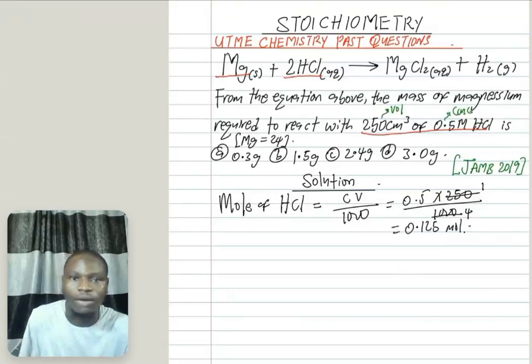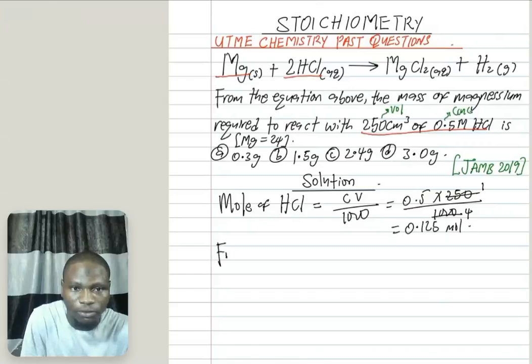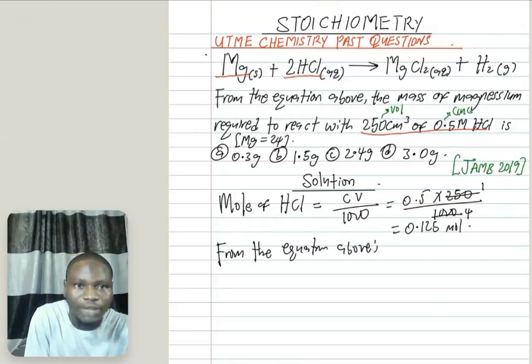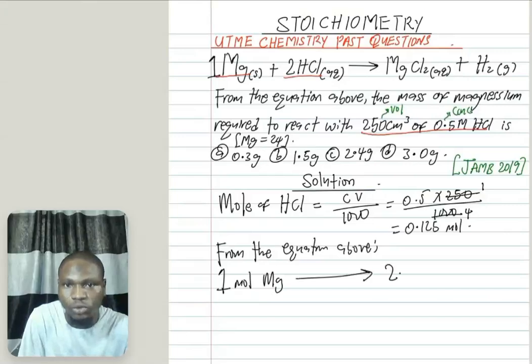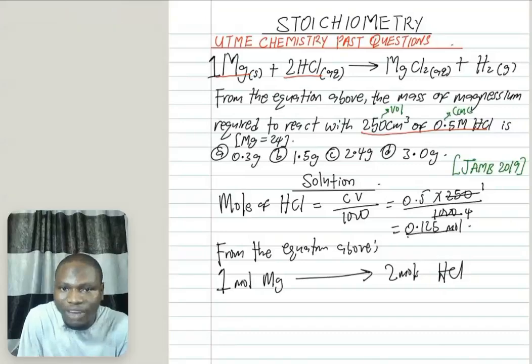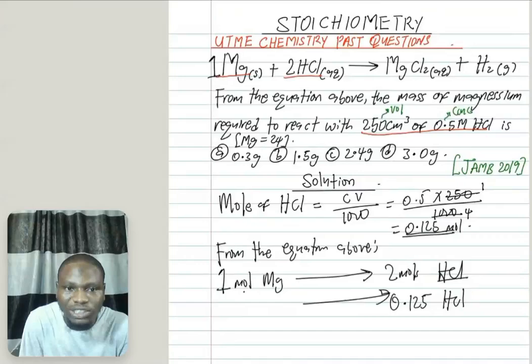So I have 0.125 for mole. Good. Now, from the equation above, what happens? You can observe that 1 mole of magnesium reacts with 2 moles of hydrochloric acid. That is, 1 mole of magnesium reacts with 2 moles of what? Of hydrochloric acid. Therefore, check 0.125 mole of HCl. You can see this HCl.